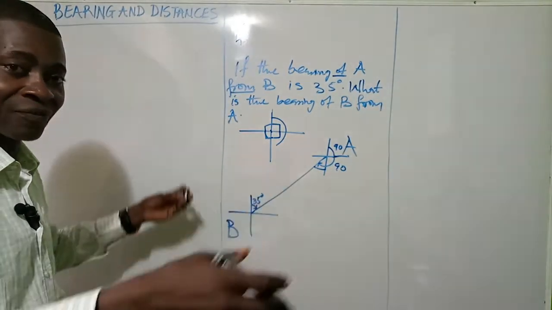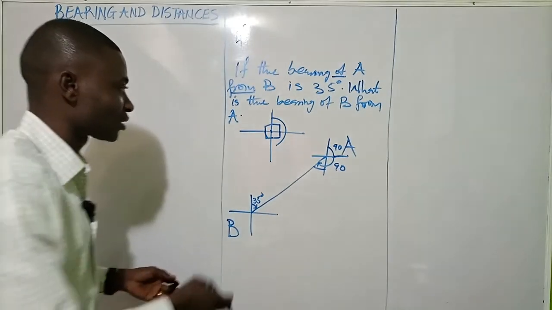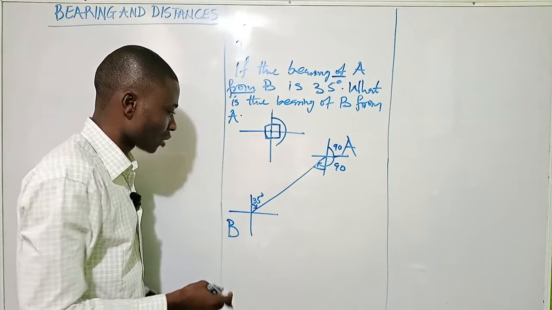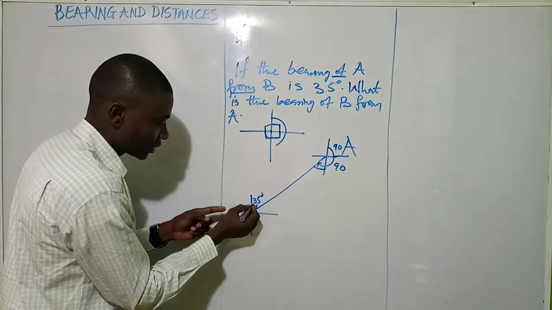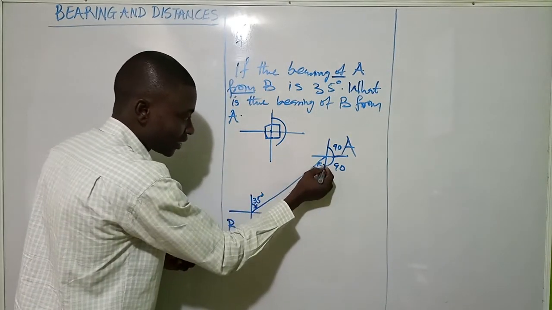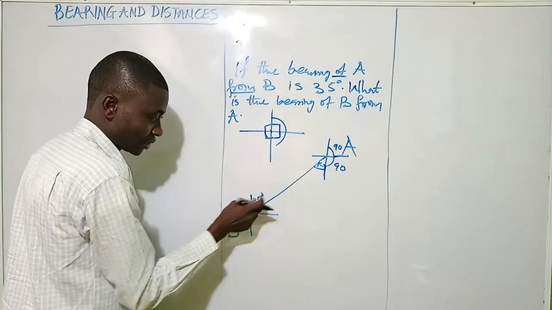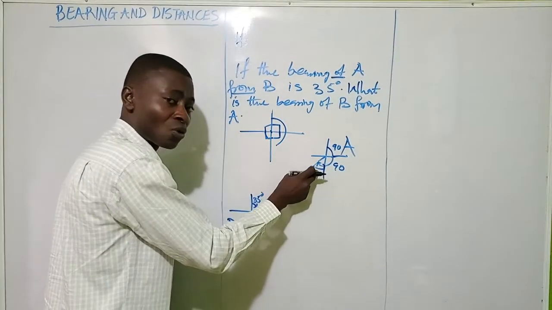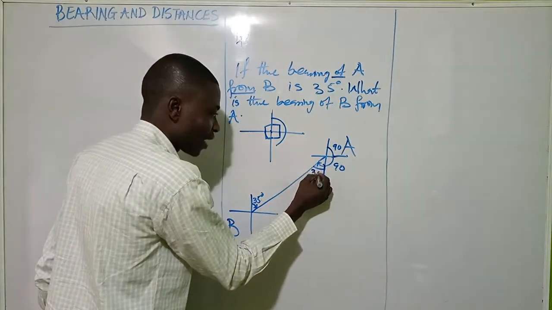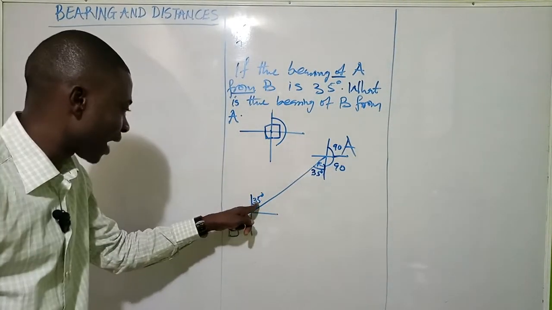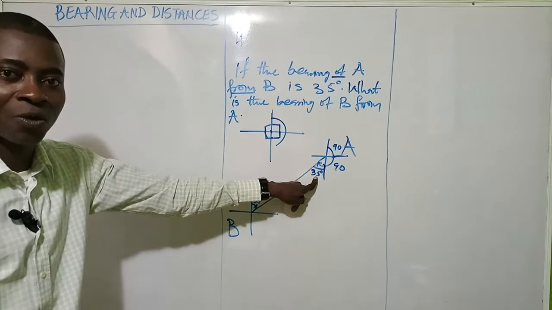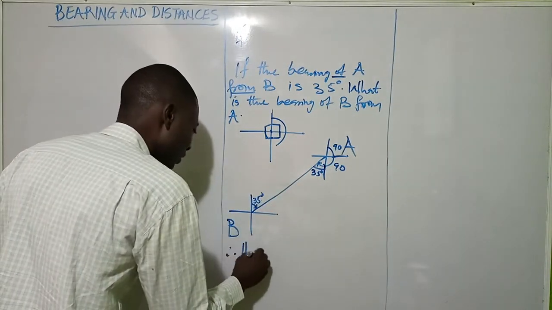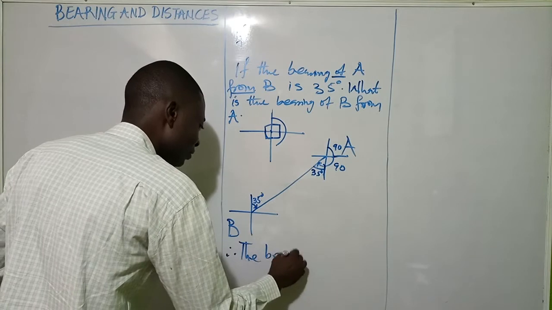Now, remember when we were talking about lines and transversals, we talked about alternate angles. Alternate angle, okay? So this angle here is alternate to this particular angle we are seeing here. That means that if this angle is 35, then this angle is also 35 degrees. This angle is alternate to this angle here.